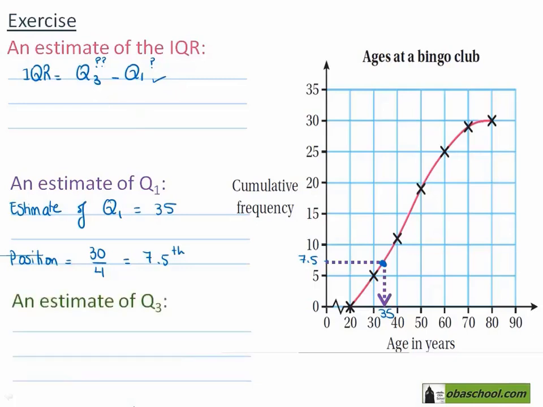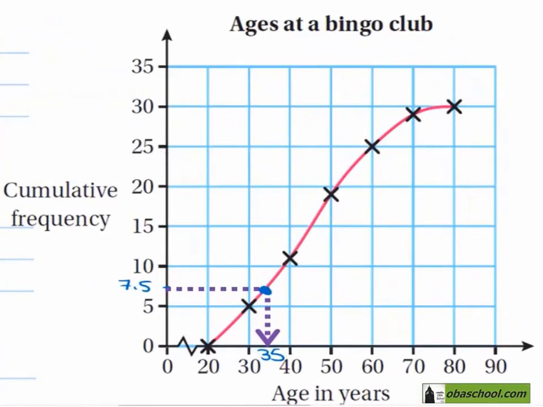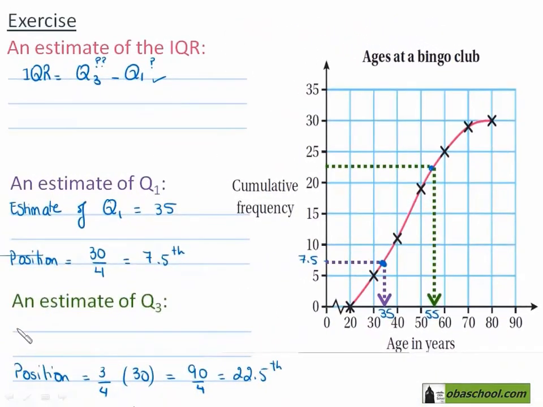Now we have it, let's go and find Q3. As for the position of Q3, it is 3/4 multiplied by the total cumulative frequency, and that is 30. So 3/4 multiplied by 30 is 90/4, which is the 22.5th position. That lies here on the vertical axis between 20 and 25. With the same procedure, we look for the point of intersection and drop downwards, landing between 50 and 60. That would be 55. And so the estimate of Q3 is equivalent to 55.